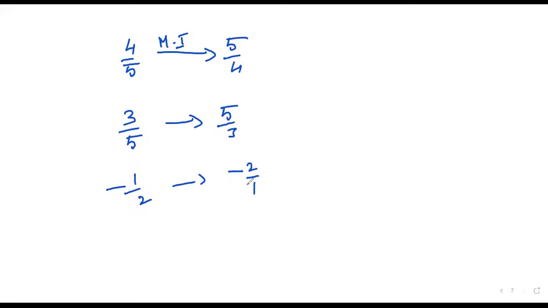What is the multiplicative inverse of minus 1 by 2? Minus 2 by 1, nothing but minus 2 only. Suppose what is the multiplicative inverse of minus 9 by 5, which is nothing but minus 5 by 9. We keep minus always in the numerator only.